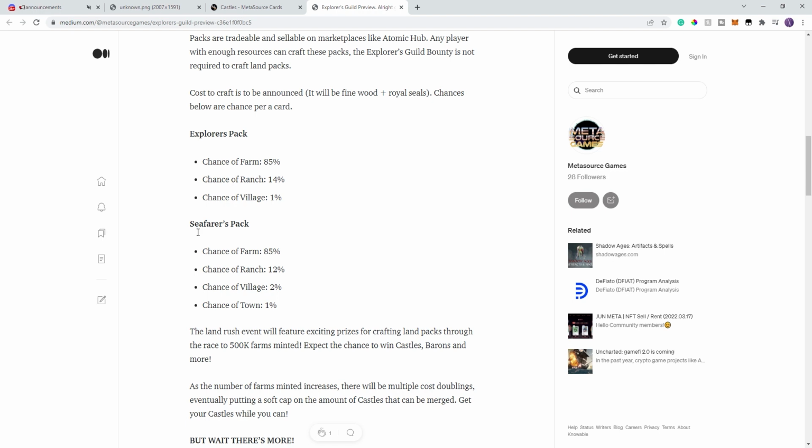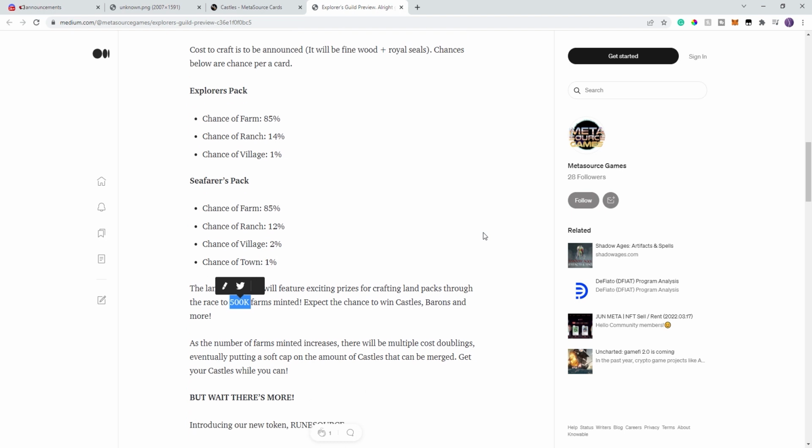And then for the Seafarers pack, you have a chance of getting a town in these. So you will get four NFTs, four lands, and you could range anywhere from a farm, which is going to be the majority of them, ranch, village, and towns. And last I checked, towns are going for in the 775 WAX range. So it's a pretty good deal. And again, they reiterate they are trying to get to 500,000 farms minted.